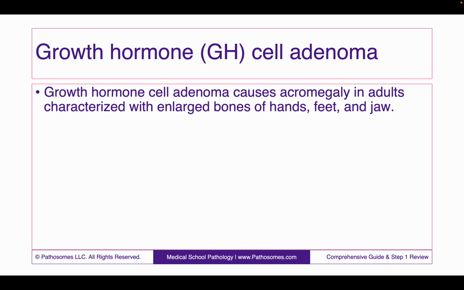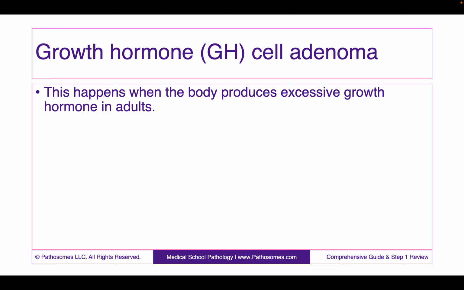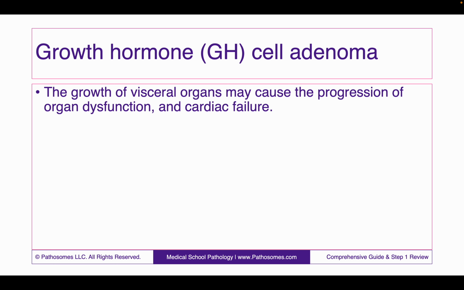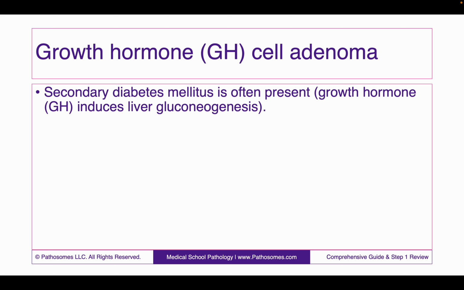Growth hormone cell adenoma causes acromegaly in adults, characterized with enlarged bones, especially of the hands, feet, and jaw. This happens when the body produces excessive growth hormone in adults. The growth of visceral organs may cause the progression of organ dysfunction and cardiac failure. Secondary diabetes mellitus is often present, as growth hormone induces liver gluconeogenesis.